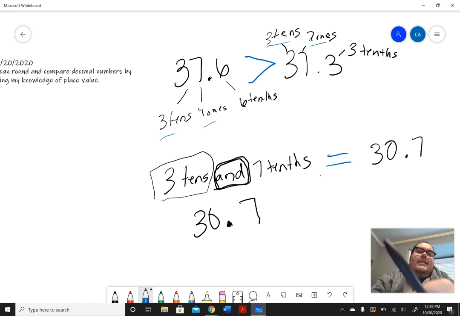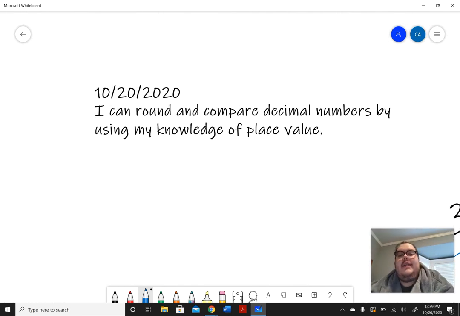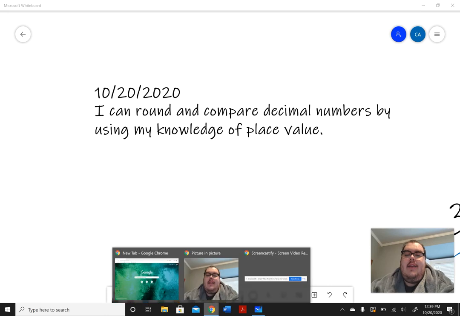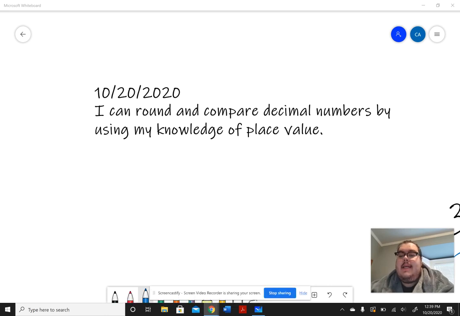All right, let's look at our objective for today. It says that I can round and compare decimal numbers by using my knowledge of place value. I think we've totally hit that. And I think you are going to be wizards at this by the time our celebration comes around on Thursday.